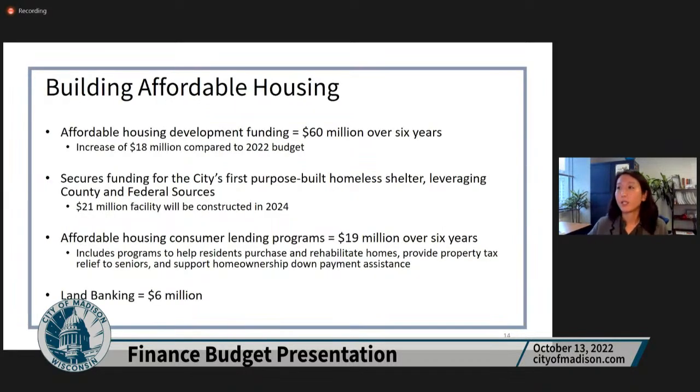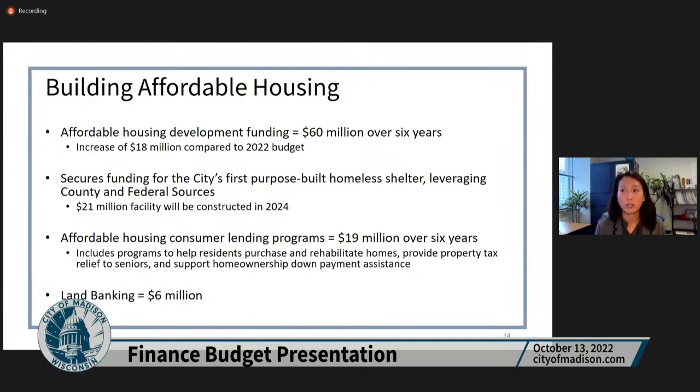So for each of these priority areas, I have some of the key projects. I won't talk about all of them because we'll be sharing these slides out. But for the affordable housing area, one exciting piece of the 23 executive budget is that affordable housing development funding is increasing to $60 million over 6 years. In the 2022 budget, we had investments of $7 million a year. So the 23 budget increases the annual contribution by $3 million, which over the course of the capital improvement plan is an $18 million increase.